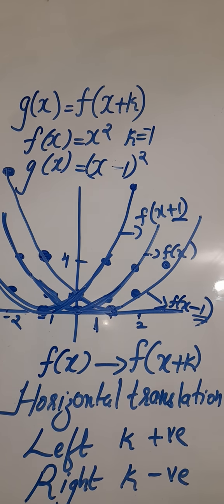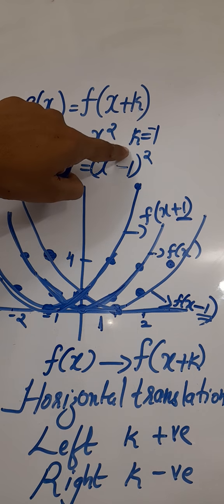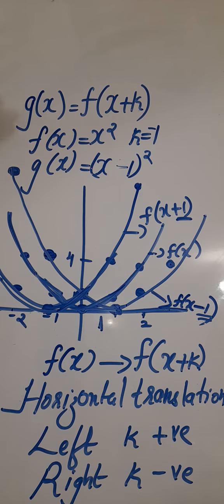I would like you to explore the idea of horizontal translation by considering different functions. Or for the same function you consider different values for k. Consider k equal to 2. Consider k equal to -2 and see what happens. You will observe the same kind of phenomenon. And you can consider different functions. Consider f of x equal to an exponential function e power x, and change x to x plus k for various values of k and observe, analyze.